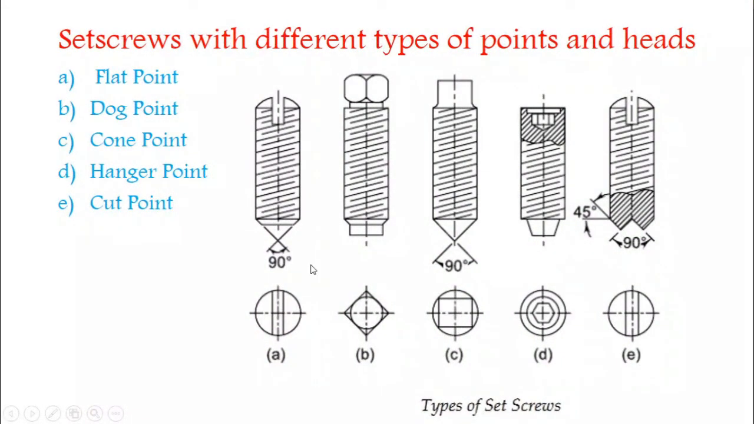And next one is the cut point. The cut point is used when the part being held cannot be drilled or hardened. It is also used to transmit force to steel balls or spherical parts. The point of the set screw is generally hardened.